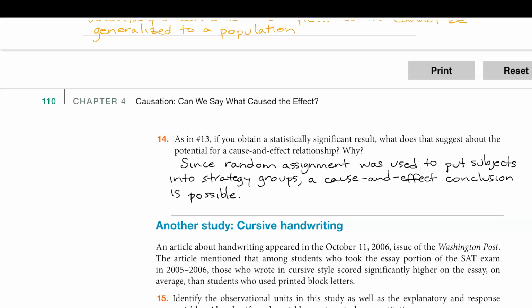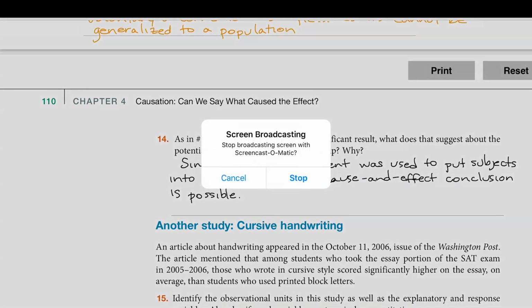So if we've used random assignment, that is the key takeaway for this section. If we've used random assignment, then a cause and effect conclusion is possible.